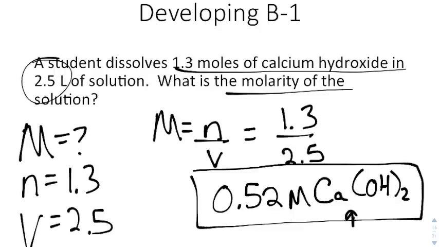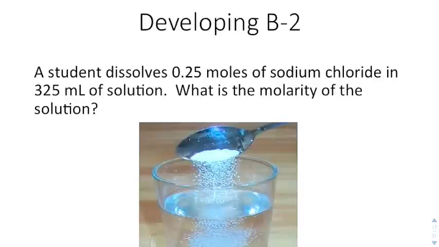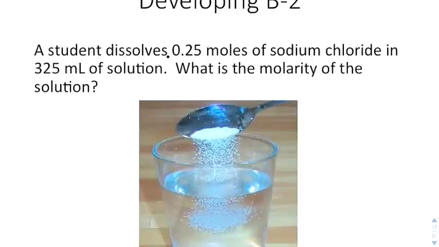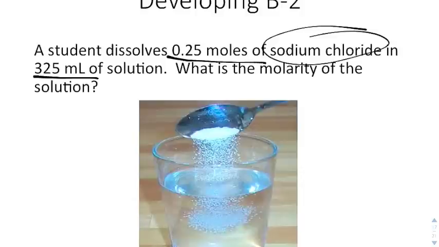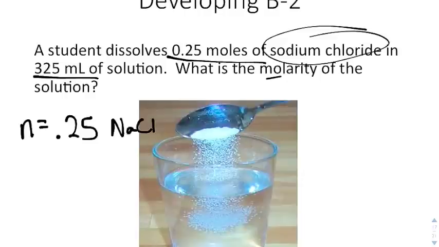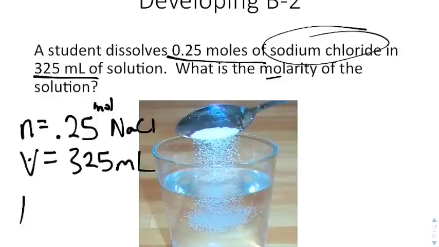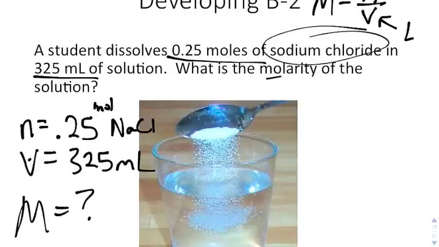Okay, so the next example, it says a student dissolves 0.25 moles of sodium chloride in 325 mL of solution. What is the molarity of the solution? So we say, okay, the number of moles is equal to 0.25, and we're going to say that that's NaCl moles. Next we have the volume is 325 milliliters. And then finally it asks us to calculate the molarity. Now the first thing that you should recognize is, remember our formula is molarity equals number of moles divided by volume, but that volume is supposed to be in liters.